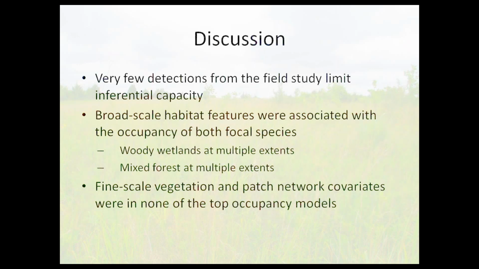But there is some support for the notion that broad-scale, landscape-scale habitat features might be predictors of occupancy for both these two species. And there is some evidence that fine-scale vegetation might be influential of detection, but not so influential, at least in our studies, of occupancy. Now, again, that's all under the consideration that there were very few detections from these field studies, and perhaps our inferential capacity is not very strong.